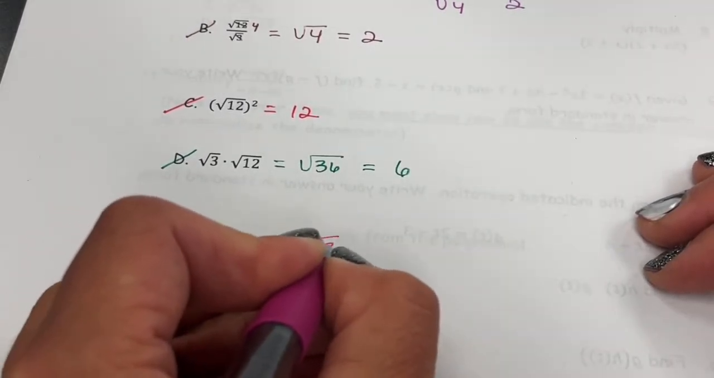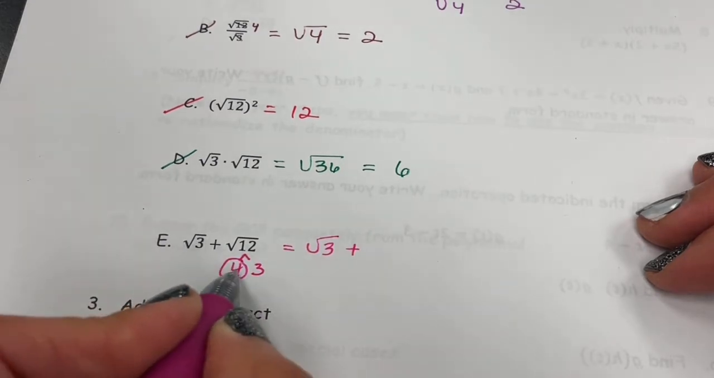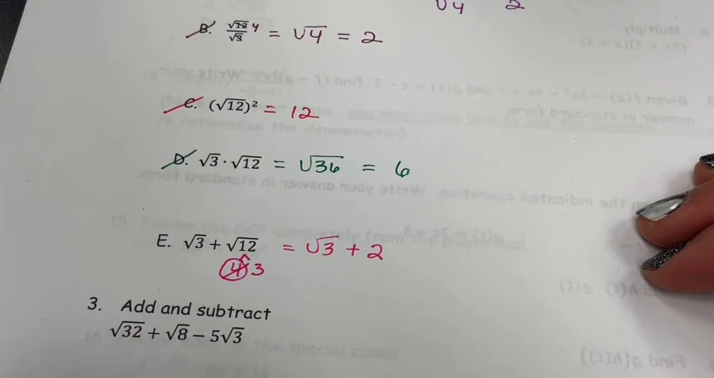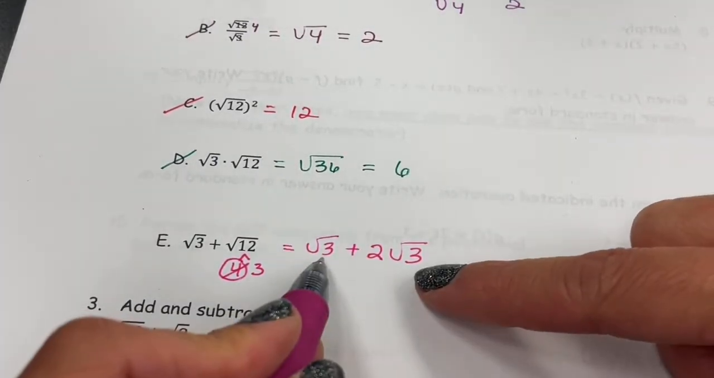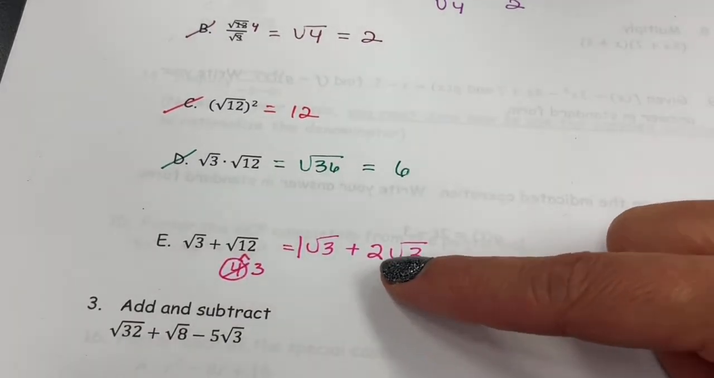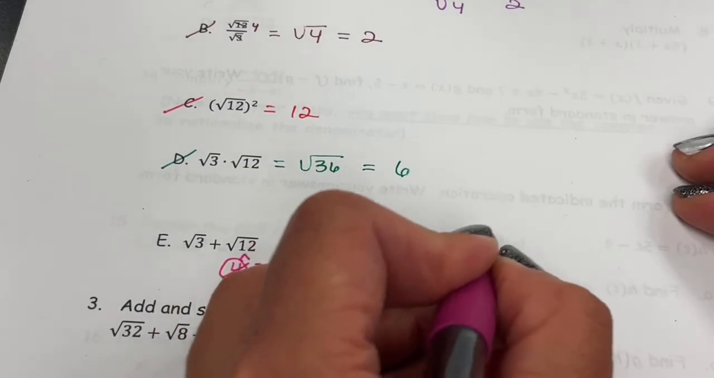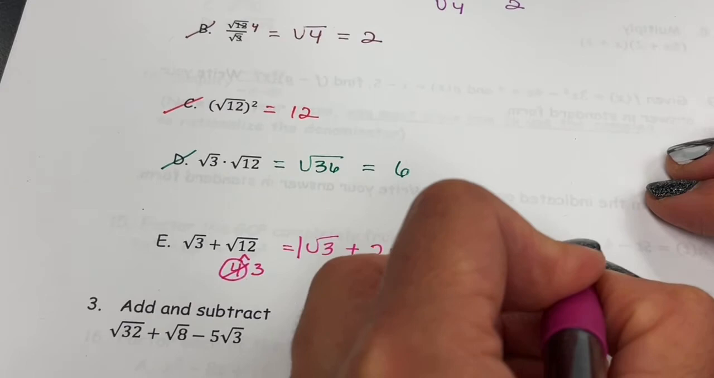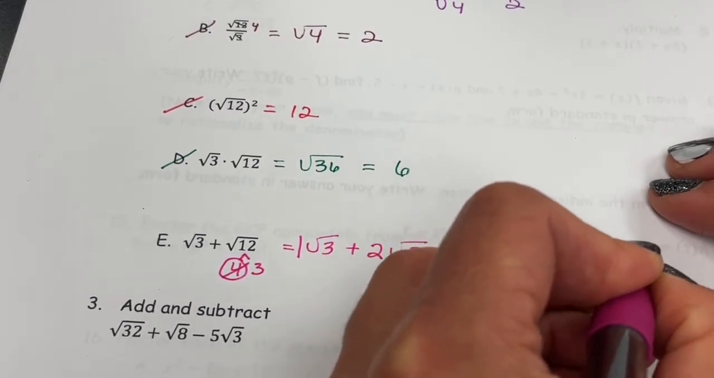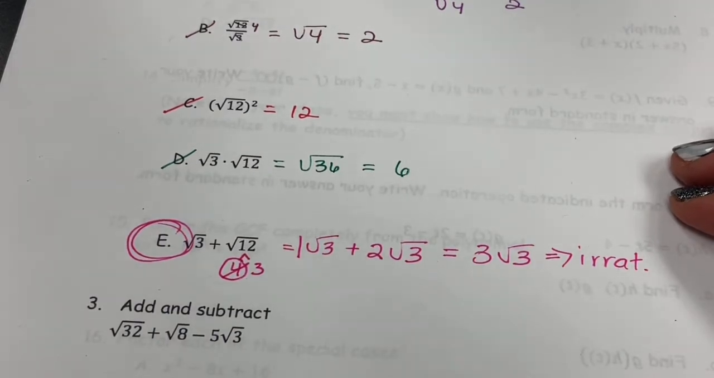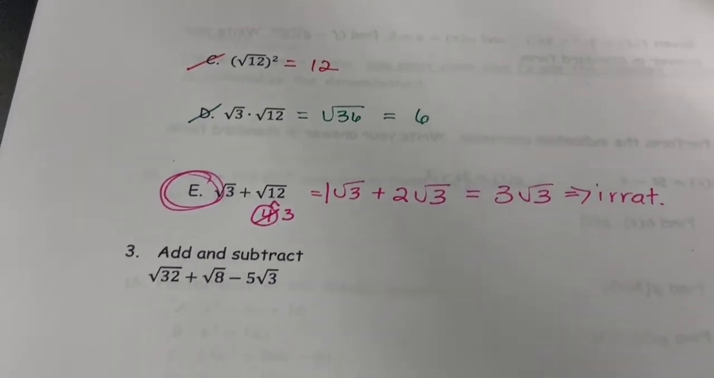So this is the square root of 3 plus, when I take the square root of 4, the square root of 4 is a 2. So 2 gets to come out, and then you're done with the 4. The 3 is stuck inside. Okay, now that they both have the same number under the radical, I can add them. This is 1 square root of 3 plus 2 square roots of 3, which is 3 square roots of 3. Because I have a square root in my answer, this is going to be an irrational number. So E was the answer. Let's look at number 4.